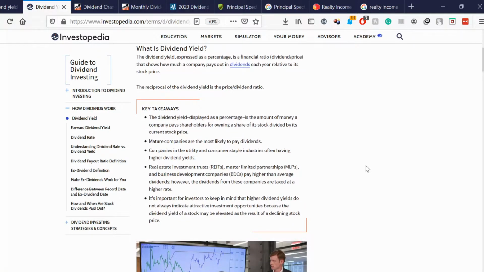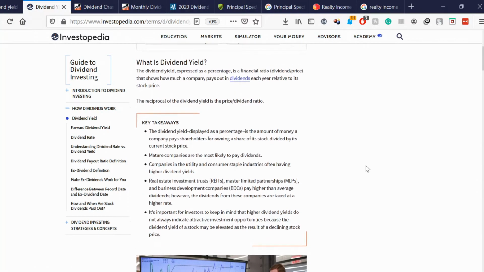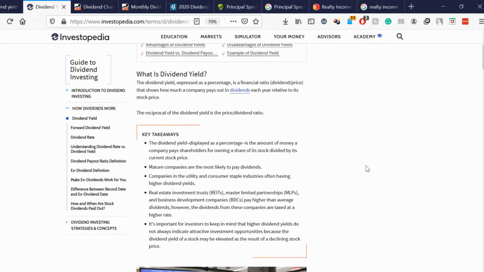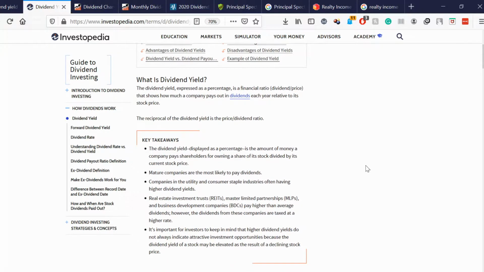It's important for investors to keep in mind that higher dividend yields do not always indicate attractive investment opportunities, because the dividend yield of a stock may be elevated as a result of a declining stock price. So that's something you'll notice too. The dividend yield isn't always going to stay whatever it shows you. So it might say that it's 2%. However, if the stock price drops, the dividend yield might go up a couple percentage points here and there, just to help accommodate for the fact that their stock price is dropping.